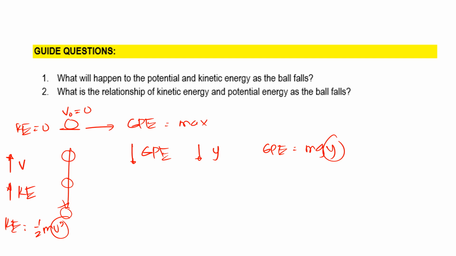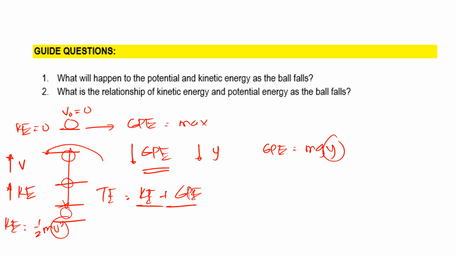Again, the gravitational potential energy is converted to kinetic energy. But the total energy is equal to KE plus GPE, so the total should be the same at any height. That is the principle of conservation of energy.